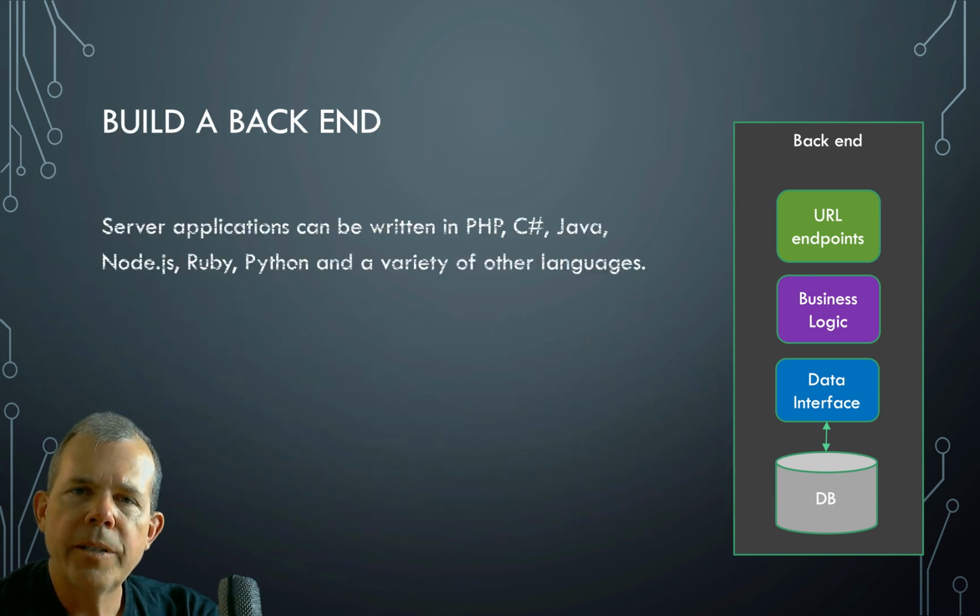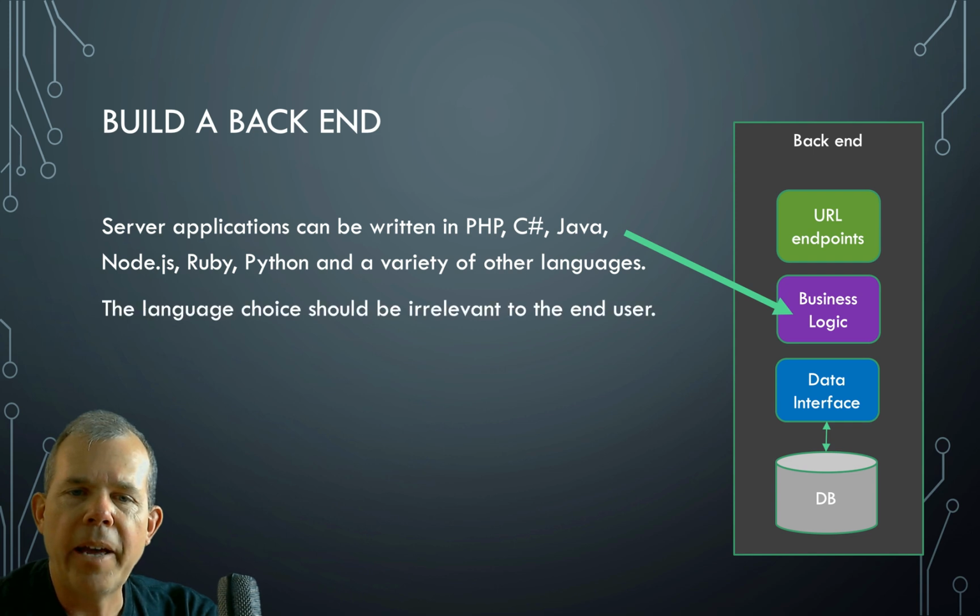So how much work does it take to create a backend? Does it have to be written in Android? Does it have to be written in Java? What's the language? Well, the truth is, it doesn't matter what the language is. Server applications can be written in PHP, C#, Java, Node, Ruby, Python, pretty much any language that can create text files and communicate with a network is going to be eligible to make REST services. So the middle part here, the business logic, can be any language that you choose.